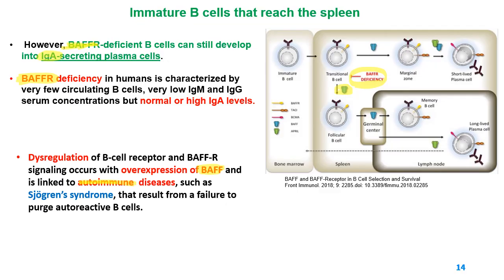So the example that is given here is Sjogren's syndrome. I can never pronounce this thing. Okay, it's a problem of high levels of antibodies, and is also considered an autoimmune disease.